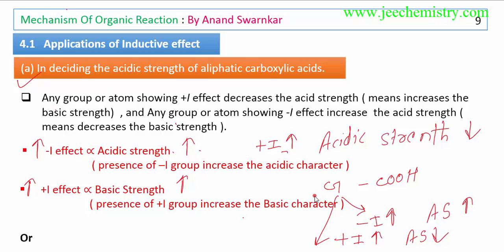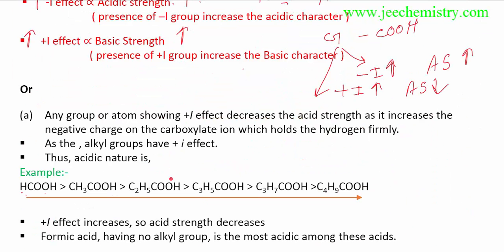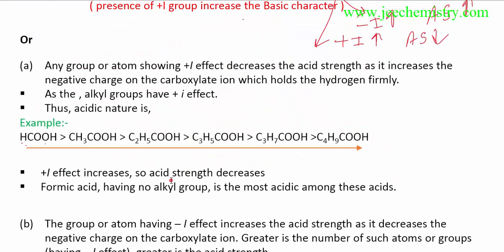Now you are clear that as minus I effect increases, acidic strength increases, and as plus I effect increases, acidic strength decreases. But as plus I effect increases, basic strength increases. Why are these happening? Why does minus I effect increase the acidic strength, and why does plus I effect increase the basic strength? We will explain these things later. First of all, let us see some examples of plus I effect and minus I effect in acidic strength.